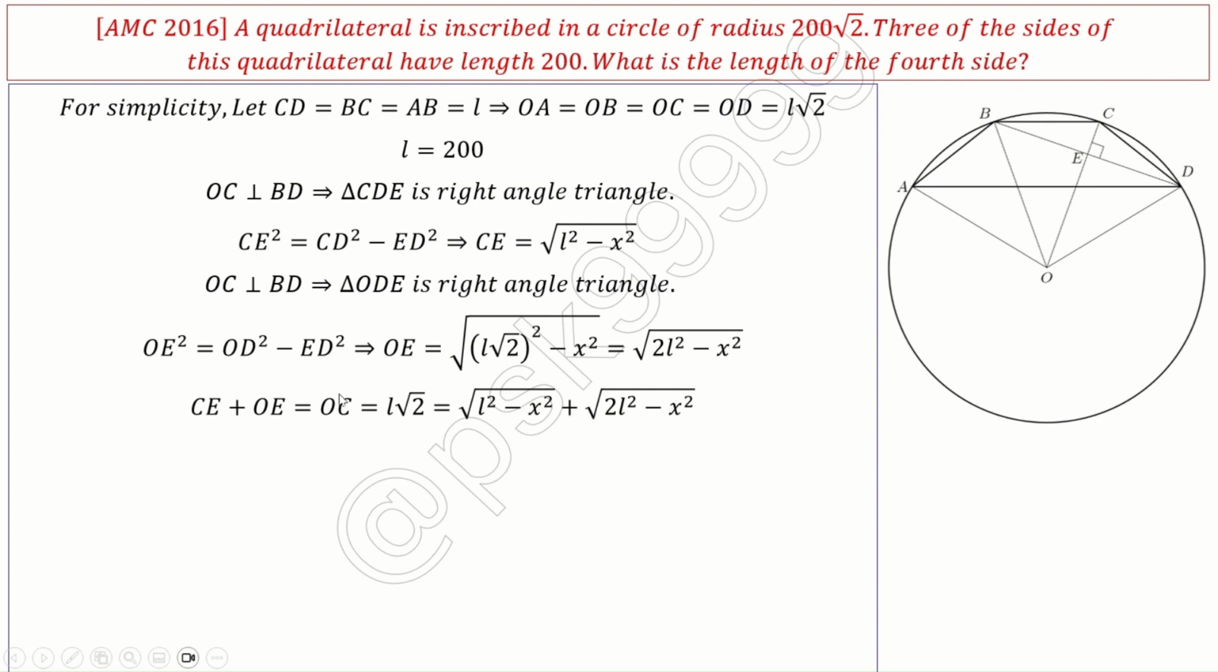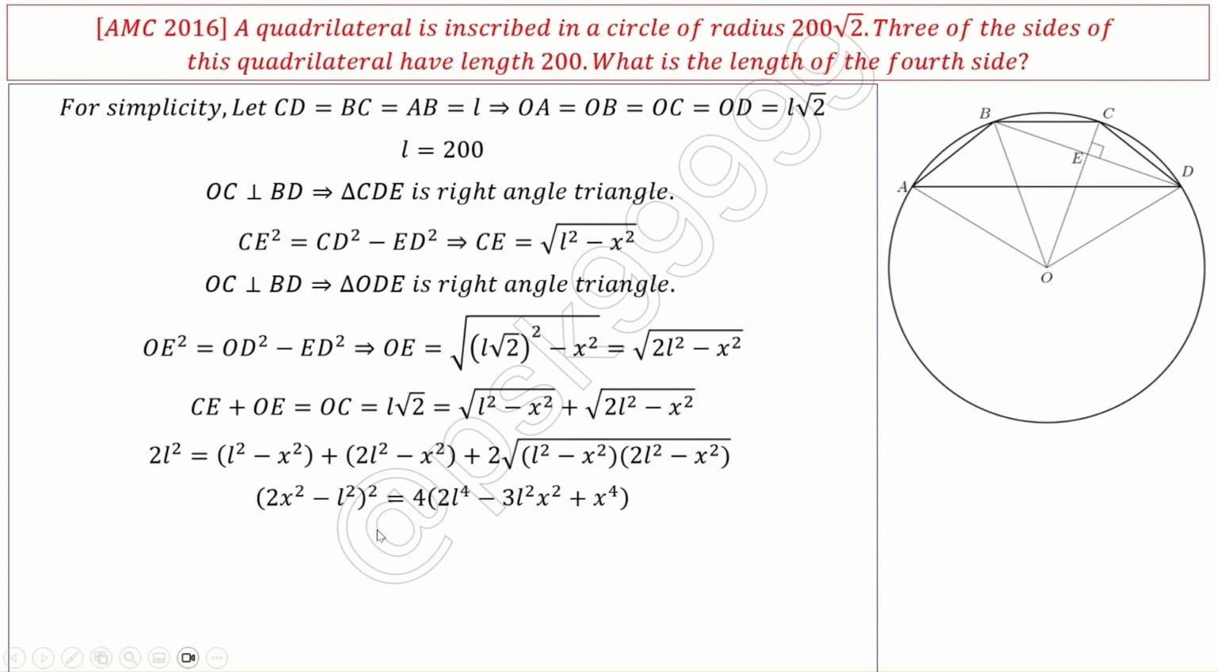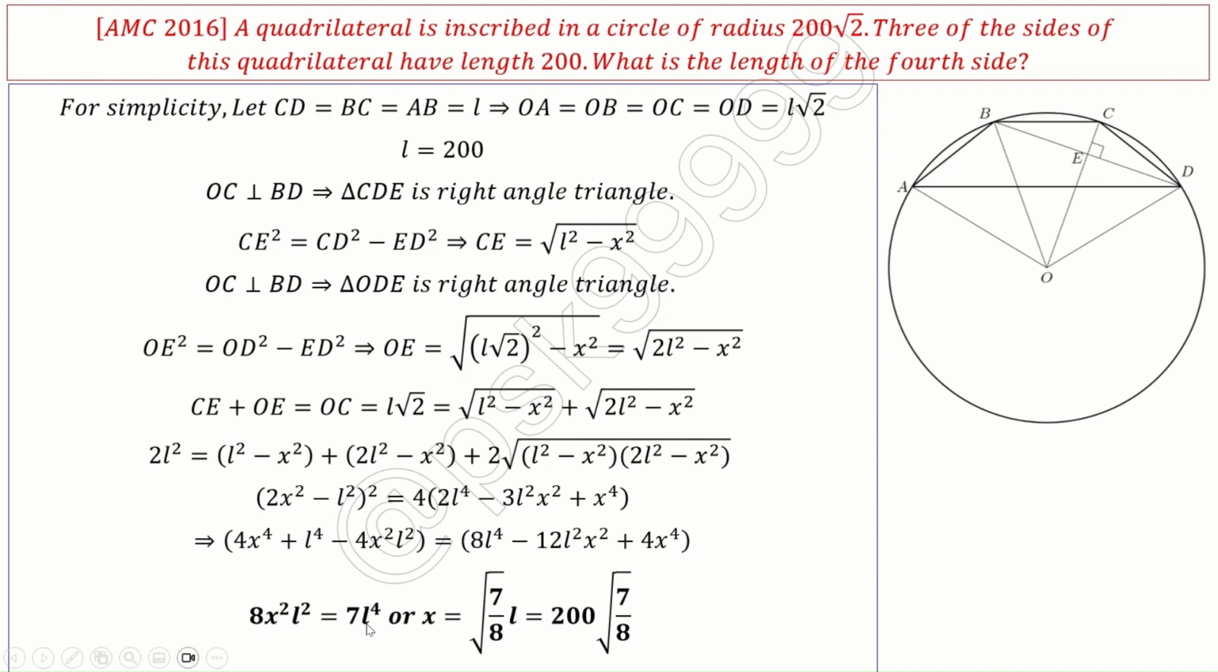Now you have the equation. Use algebra methodology to solve this. First thing is to square both sides. You will get 2L square equal to L square minus x square plus 2L square minus x square plus 2 times the square root of the product of these two terms. Take all the terms to one side and square it again. You will get (2x square minus L square) whole square equal to 4 times (2L to the power of 4 minus 3L square x square plus x to the power of 4). Simplify it further, and then you will get x equal to square root of 7 by 8 times L. L is 200, we know. So I actually got the size of ED, which is the same as BE.